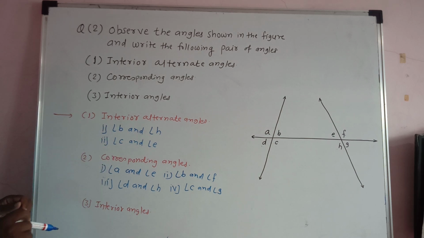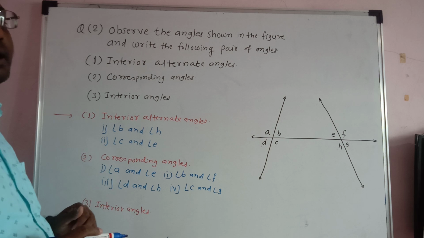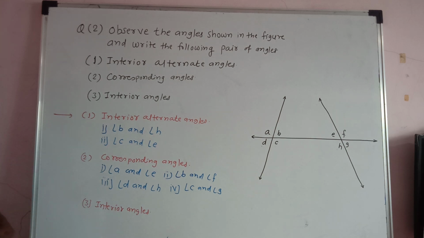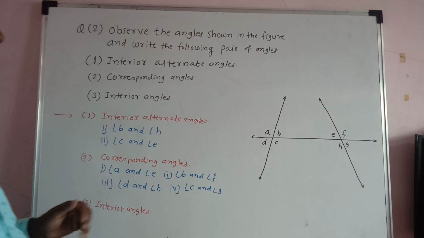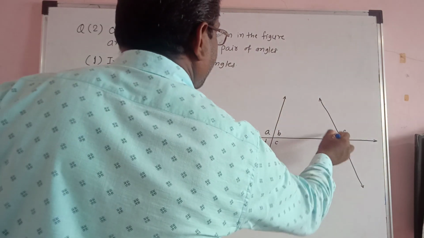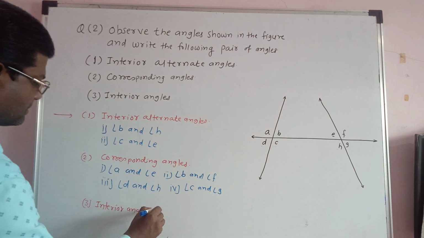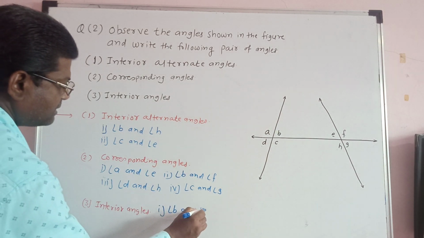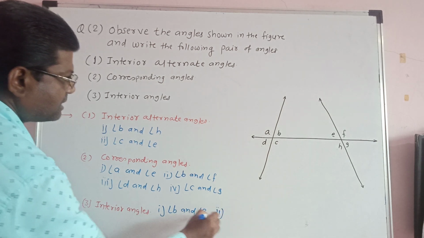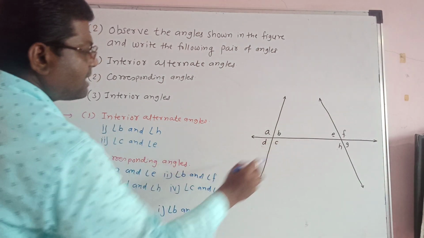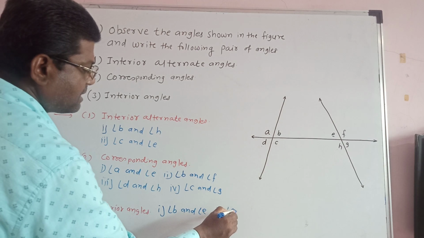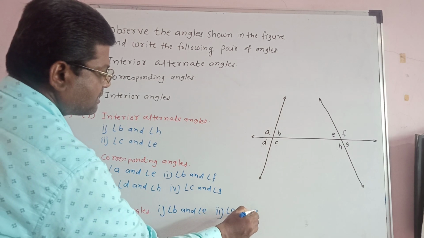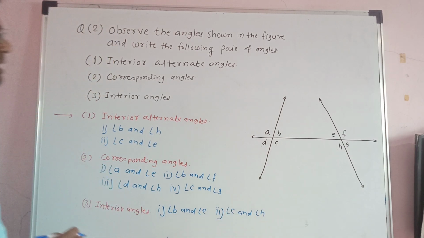Now interior angles. Interior angles are angles on the same side of the transversal and inside the two lines, that is angle B and angle E. Number 1, angle B and angle E, and number 2 is angle C and angle H. Angle C and angle H are interior angles.